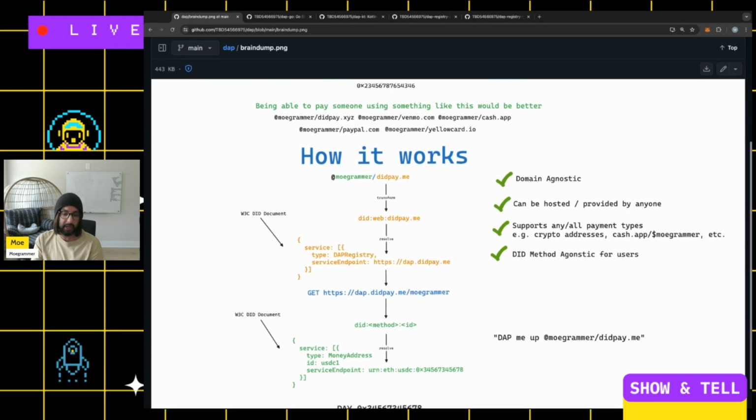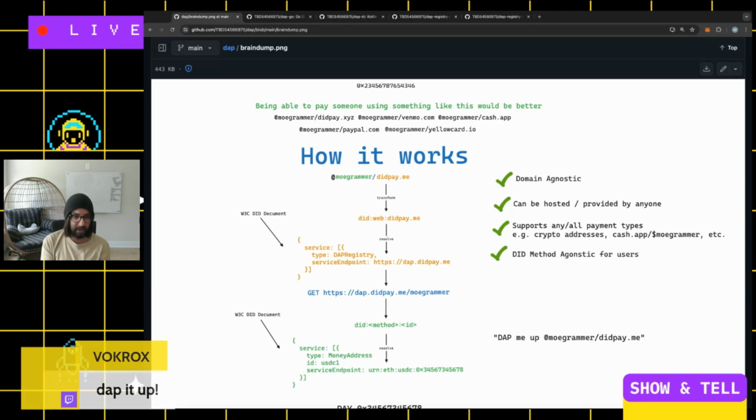In this case, I would be bringing my own DID, a DID whose keys I am in full control of, and a DID whose document I can update entirely myself. So effectively, I would leverage the protocol to register my DID with didpay.me and request that that DID be bound to the handle Moegrammer. Presumably, assuming that no one has it, registration would work. And then I could hand out my DAP, Moegrammer/didpay.me, to anybody. And if they're using something that can resolve the DAP, what they would end up with on the other side is all of the money addresses that I associated to my DID.